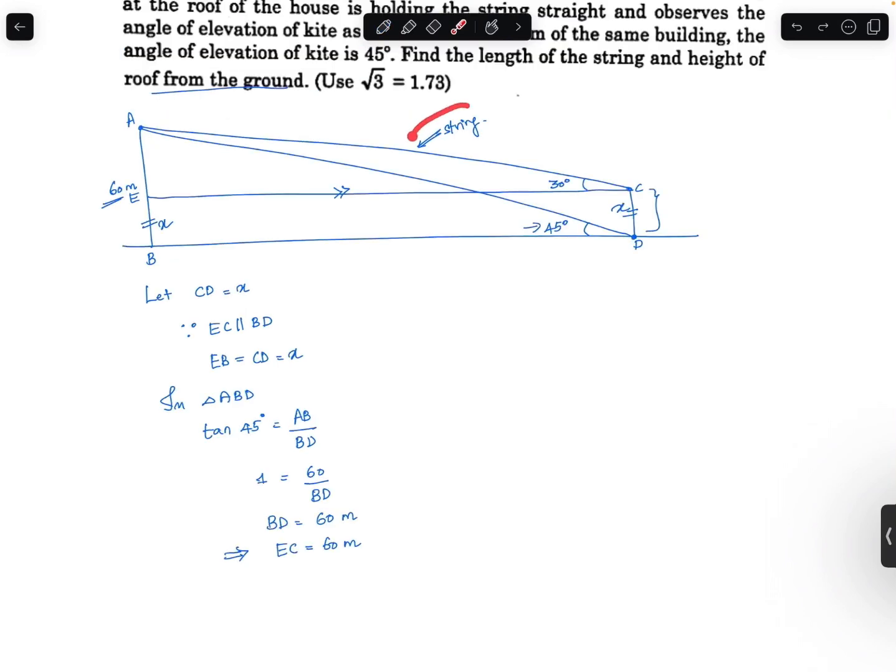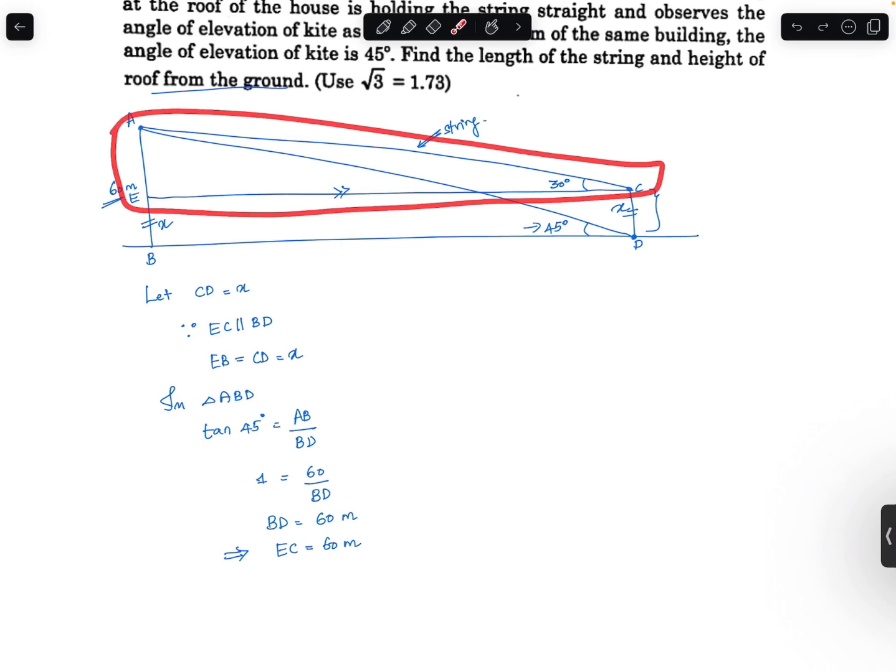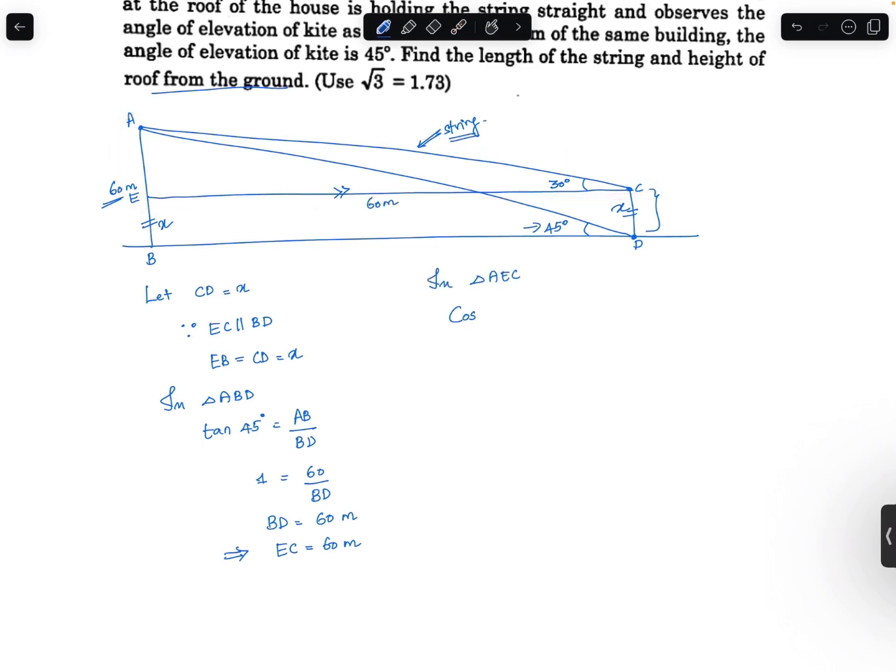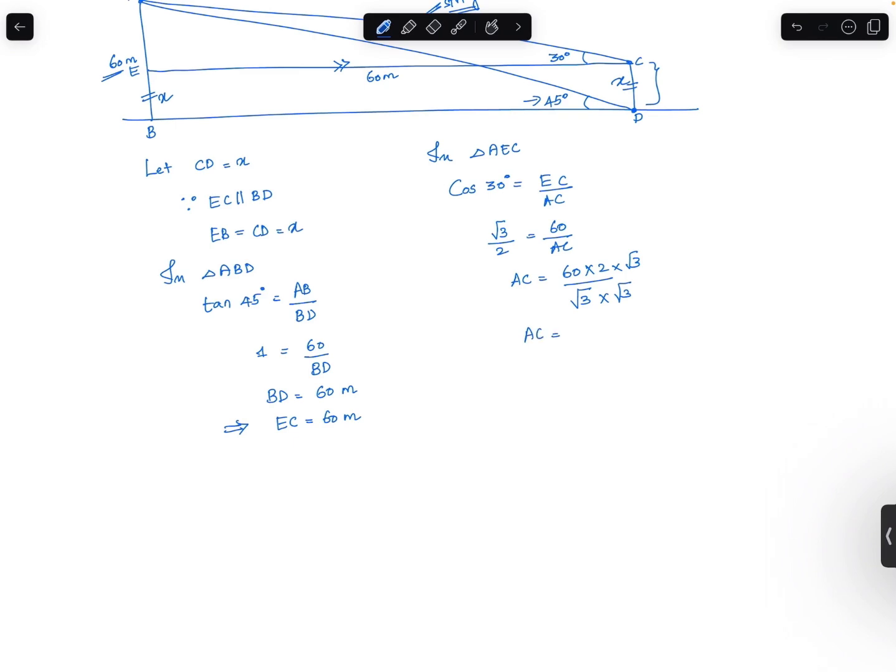Next, let's find the length of this string. That is, we have to get the length of AC. For that, let us see this triangle AEC. Applying the cos ratio, cos 30 is equal to EC upon AC. Cos 30 is root 3 by 2. EC is 60 upon AC. So AC is 60 into 2 upon root 3. Rationalizing this, we get AC as 40 root 3 meters.